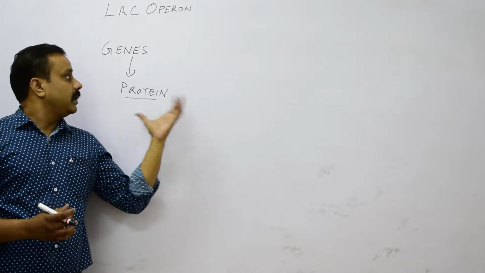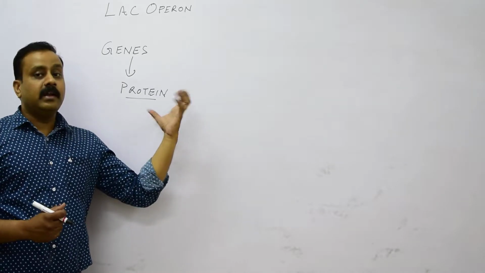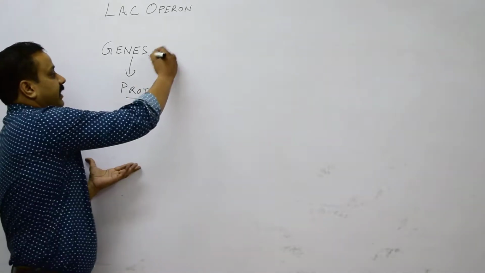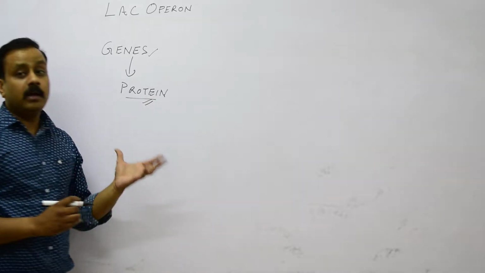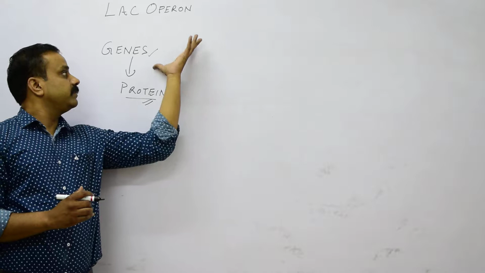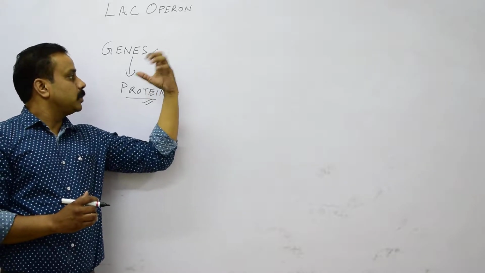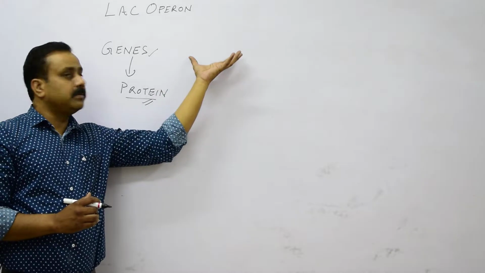It's not that any gene responsible for the formation of a particular material is active and continuously synthesizing protein. So there is a regulatory mechanism by which the functioning of genes is controlled. For example, a gene is producing a particular material.